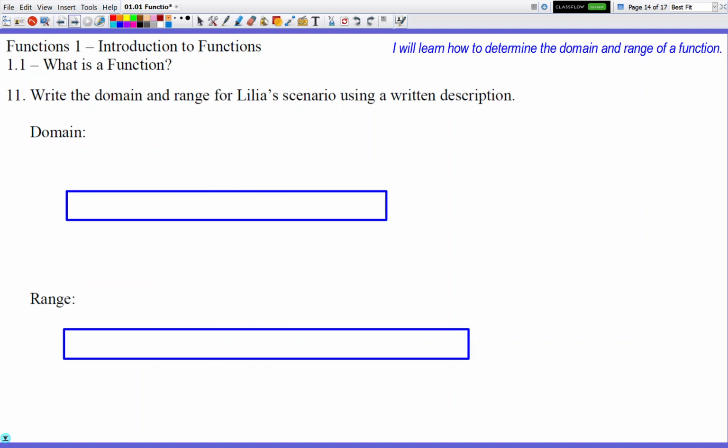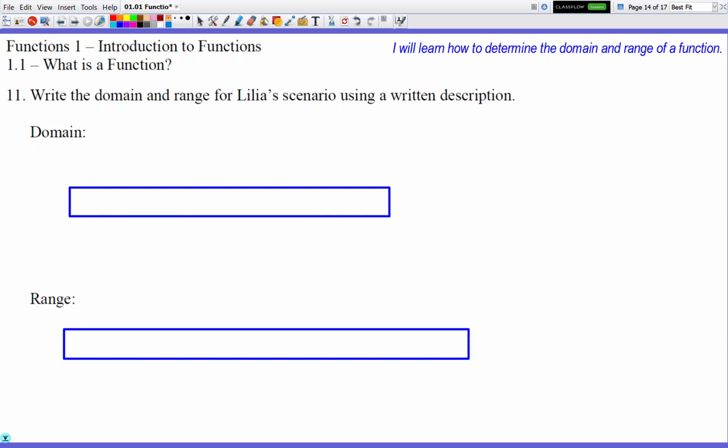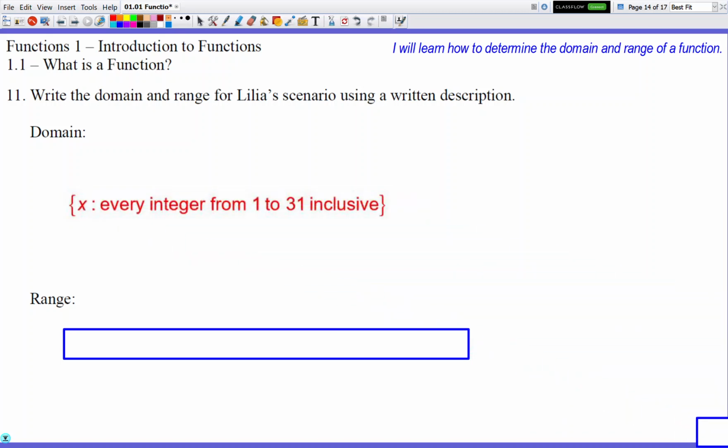So let's see. Write the domain and range for Lilia's scenario using a written description. Okay, so we know that domain is the day of the month, so we're probably going to have something along those lines. So let's see exactly what we have. So X is going to be every integer. Make sure you have the word integer because we can't use decimals or fractions. So every integer from 1 to 31 inclusive. And inclusive means you can use 1 and 31 as part of your domain, as part of your X values.